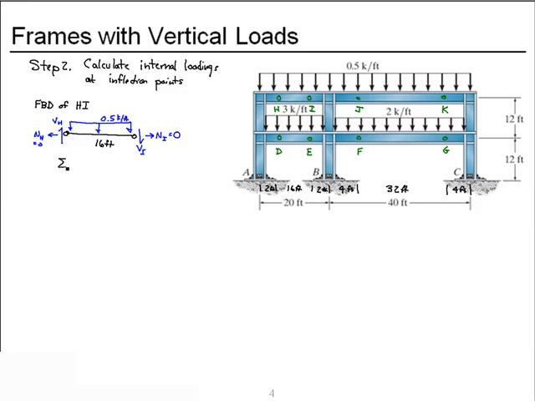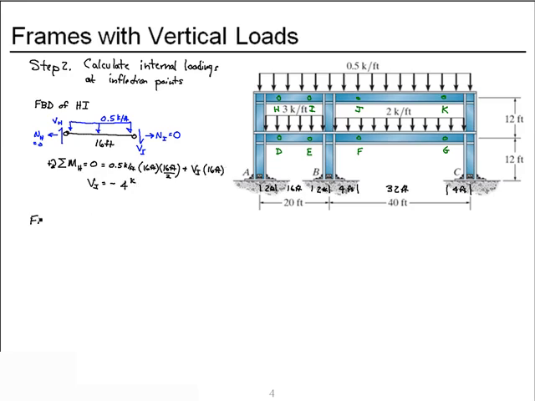So we sum moments about point H. I'll choose clockwise as positive because all of the items not going through point H cause a clockwise rotation. So we have the 0.5 kips per feet over 16 feet gives me the total force, and that resultant acts at 16 feet over 2. We have the shear at I acting through 16 feet. We solve that for the shear at I. We get a negative 4 kips.